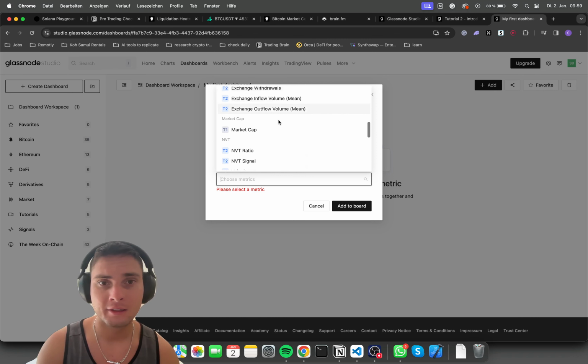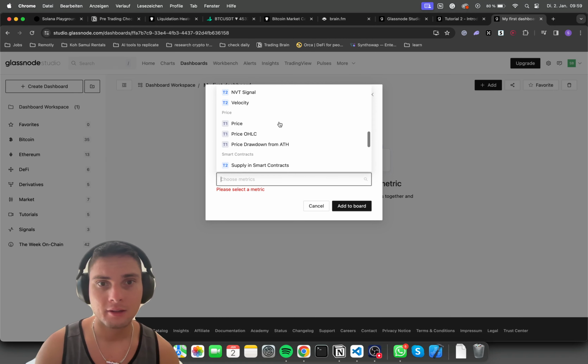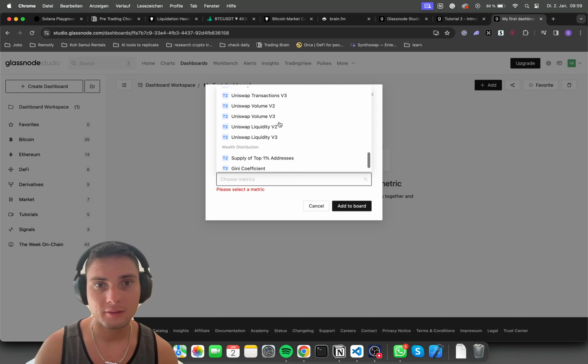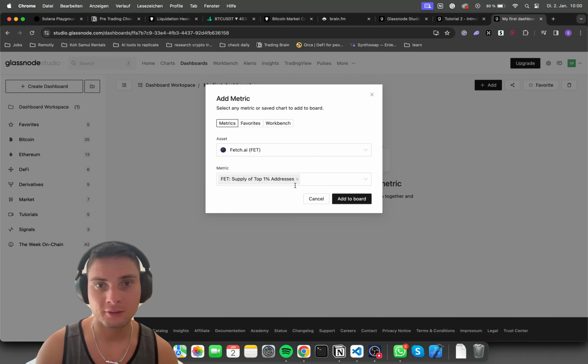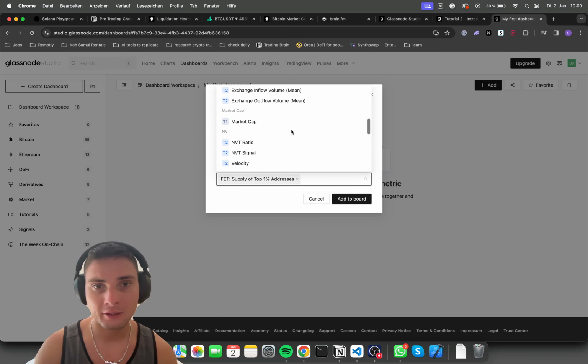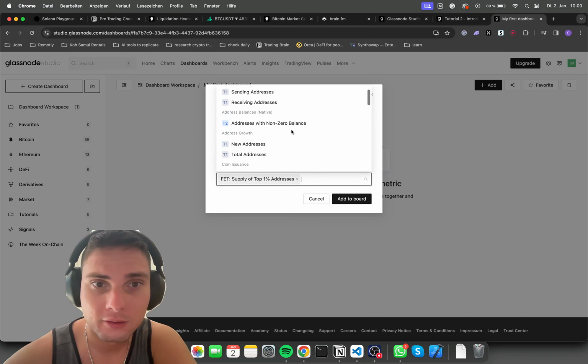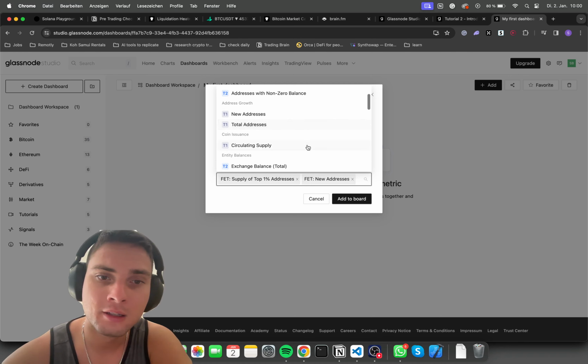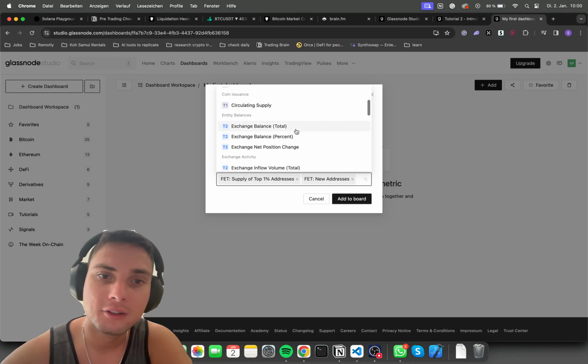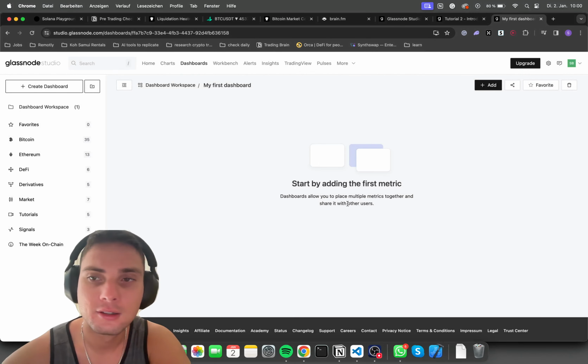Okay, this is data that I like. I don't know about this, so let's see. Actually, we can add multi. Oh, cool. Cool. So let's see new addresses as well and exchange balance. Big purse. Net positive.